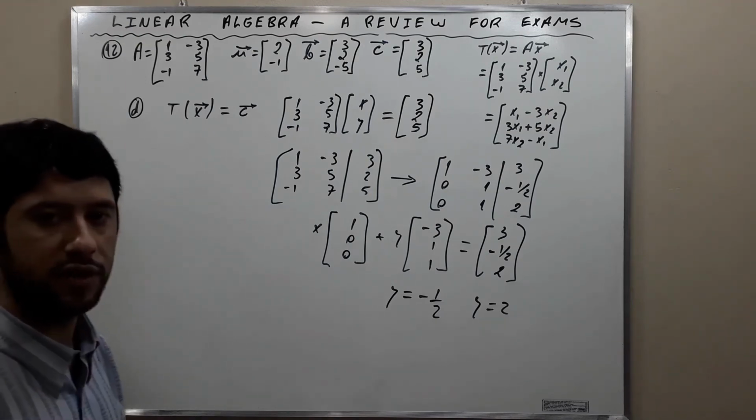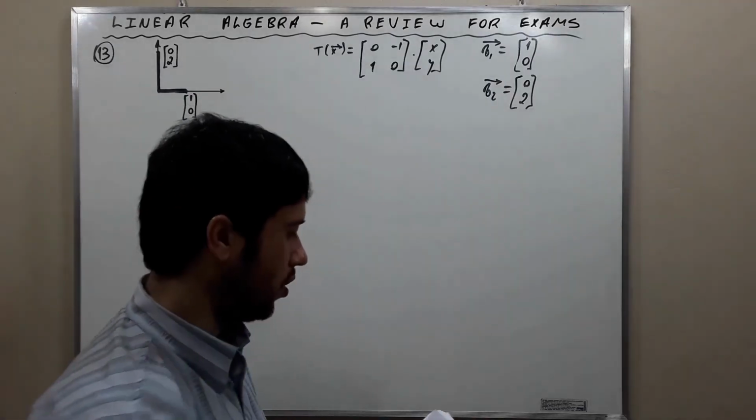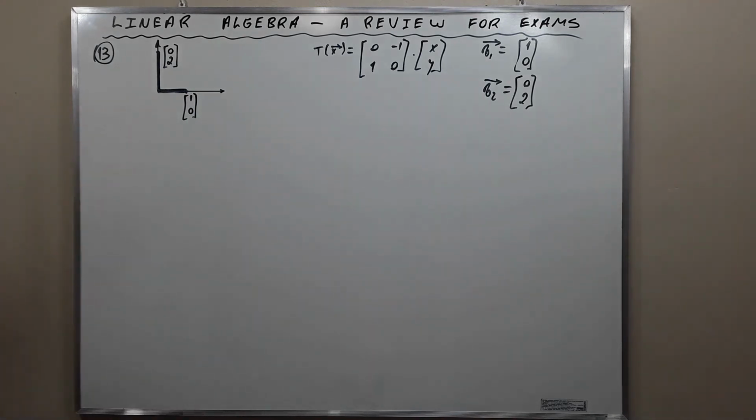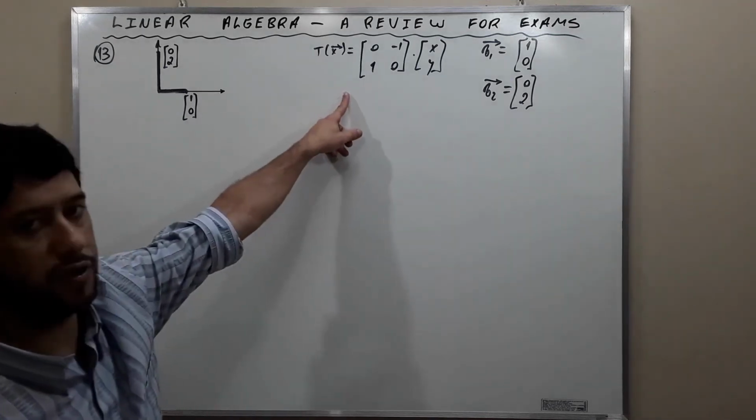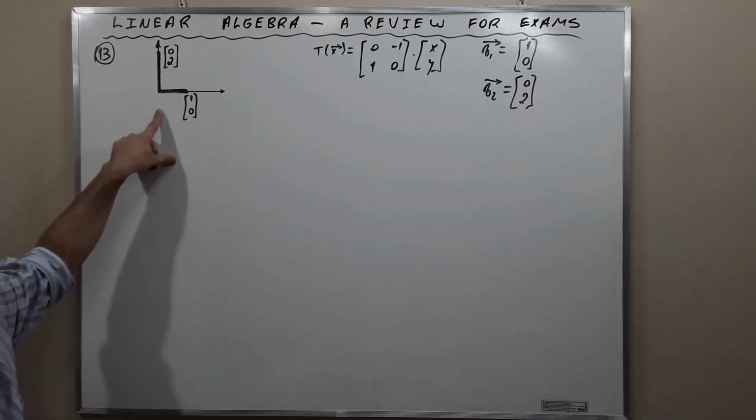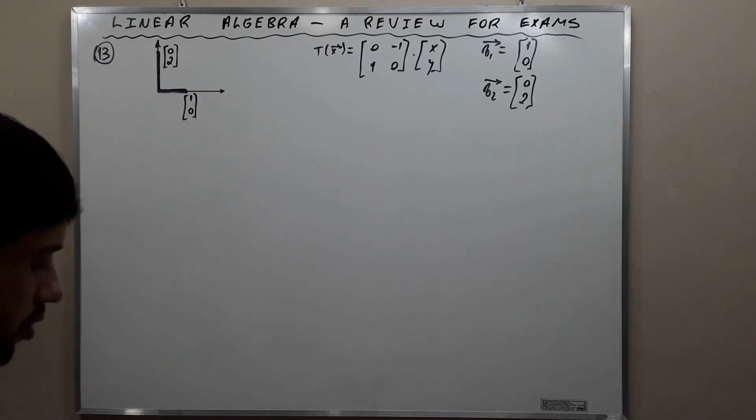Let's go to exercise 13. Exercise 13, consider the letter L of the figure made up of the vectors v1 and v2. Question: show the effect of the linear transformation on the L. Okay, we want to apply the linear transformation on this L here and see what happens. Okay, let's go to the solution.